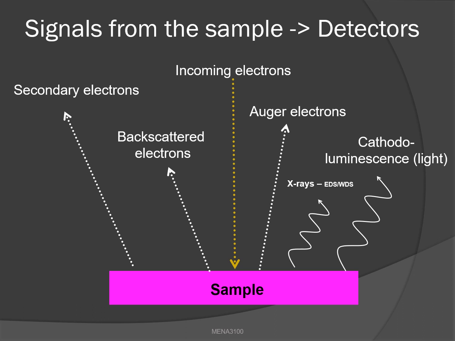Signals from the sample get detected by different types of detectors. For instance, we get secondary electrons, backscatter electrons, Auger electrons, cathodoluminescence, and X-rays that we use for EDS and WDS.